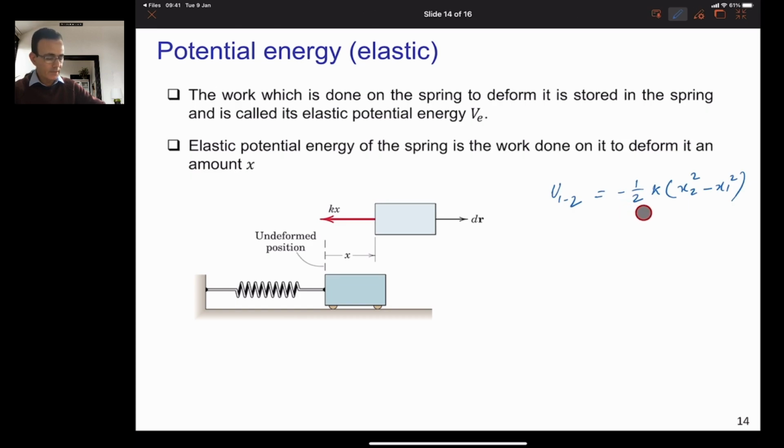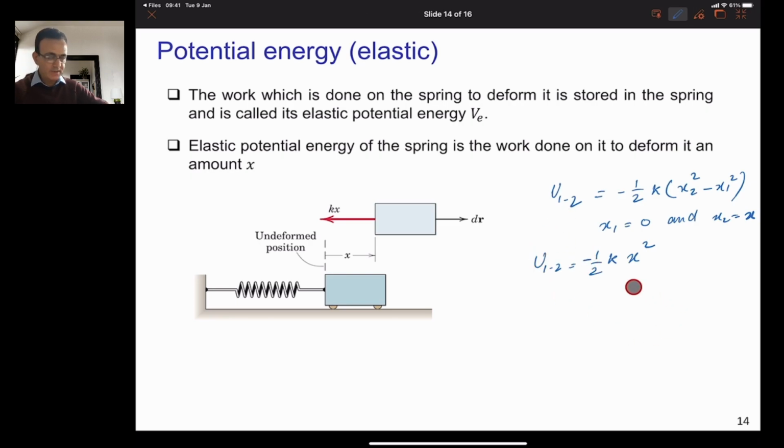But now if we take x1 equal to 0 and x2 equal to x here, then this U12 will become equal to minus half k x squared. This means that if you move the body from 0 to x, and x is again the stretch in the spring here, or it can be a compression in the spring, you are working against the spring force, and therefore there is a negative sign here.